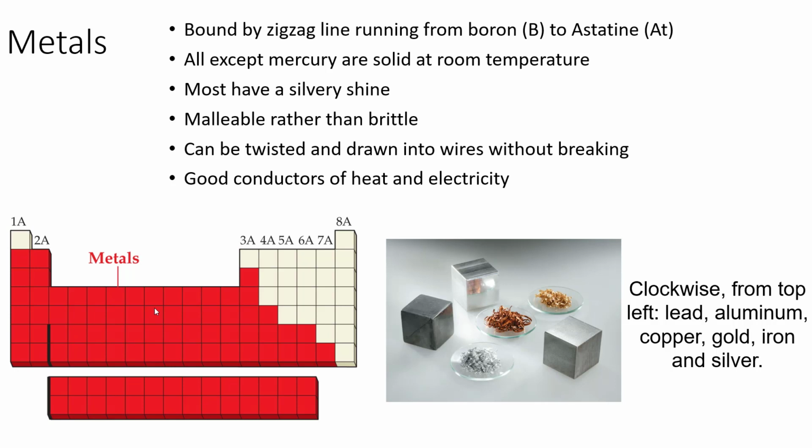All of these metals, except for mercury, are solid at room temperature. Most of these have a silvery shine. They're malleable rather than brittle, which means that you can shape them into whatever shape you'd like. They can be twisted and drawn into wires without breaking, and they're typically good conductors of heat and electricity. In the picture down here, we can see lead, aluminum, copper, iron, silver, the typical metals that you think of, shown here as our metals.